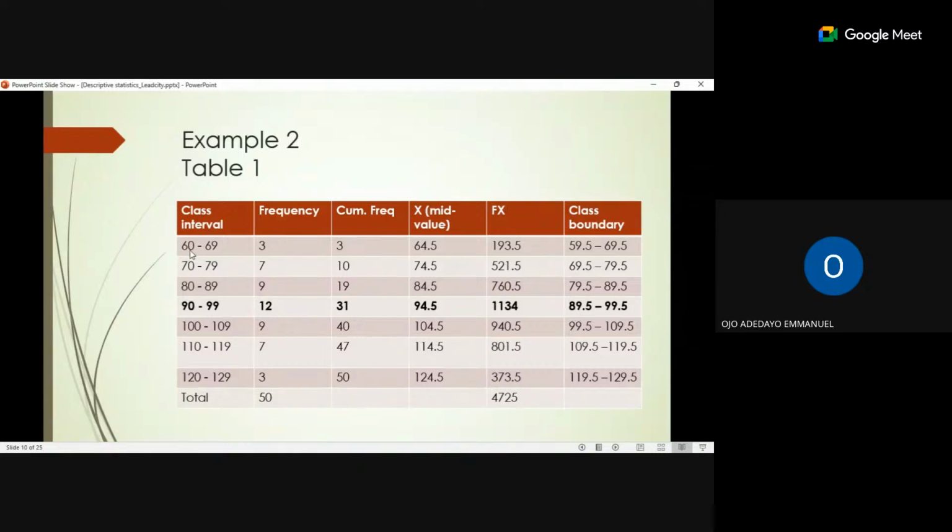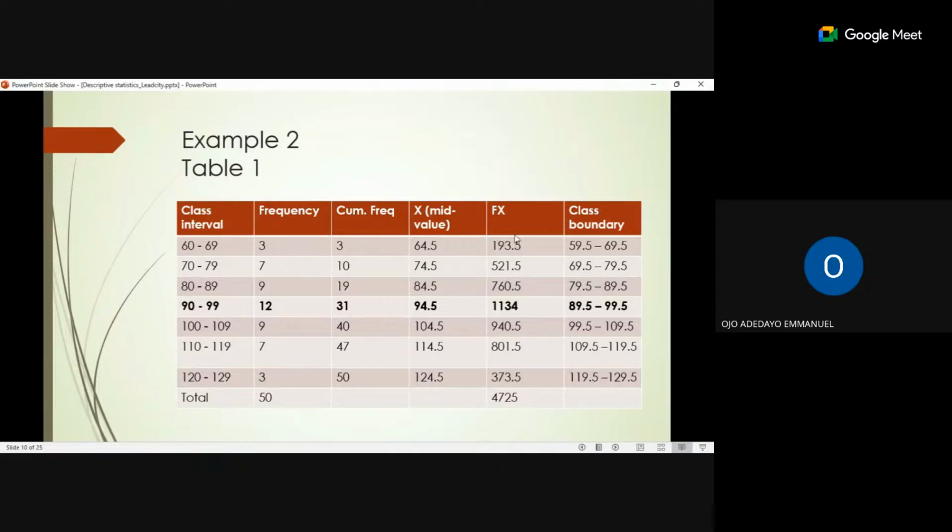Now, remember that by the time you add this guy to this guy, 60 plus 69 divided by 2, you are going to have 64.5. Note that. It's very, very important. Now, remove 0.5 from 60. By the time you remove 0.5 from 60, you are going to have 59.5. But that 0.5 that you are removing from 60, add it to the next one here, which is 69. So it becomes 69.5. So by the time you add these two together, divided by 2, it must give you the same answer.